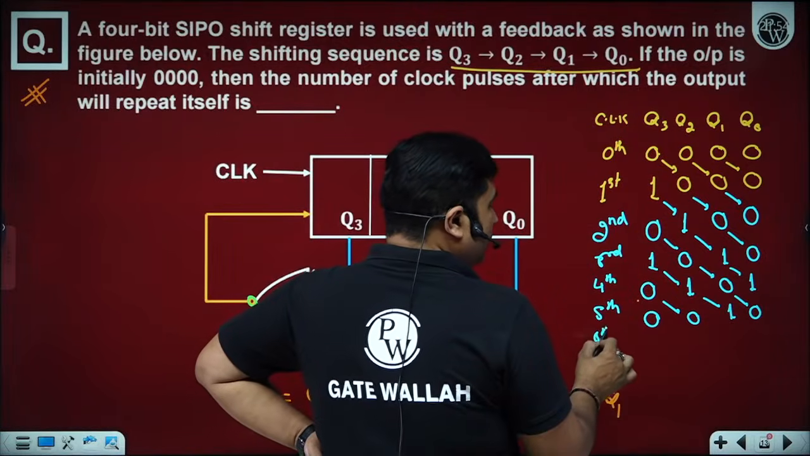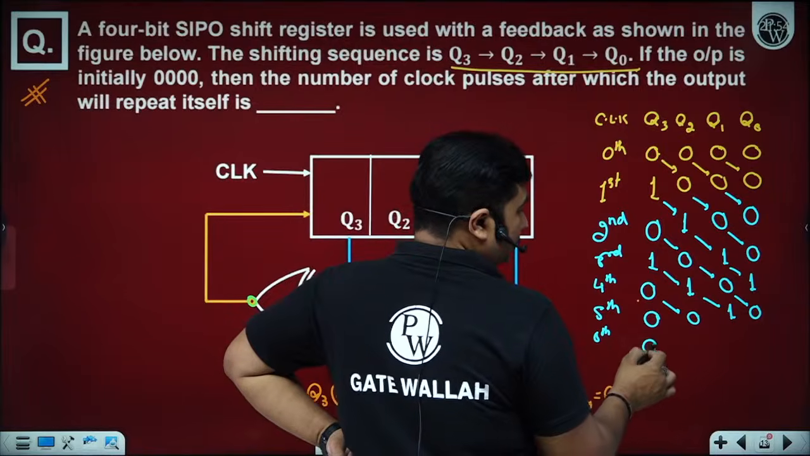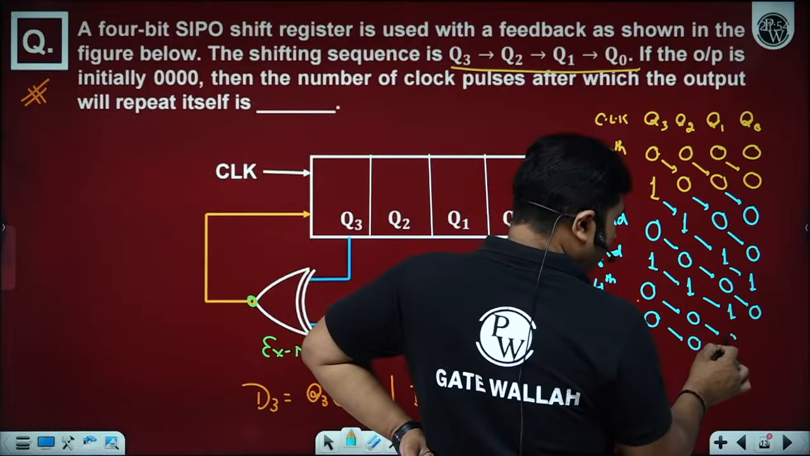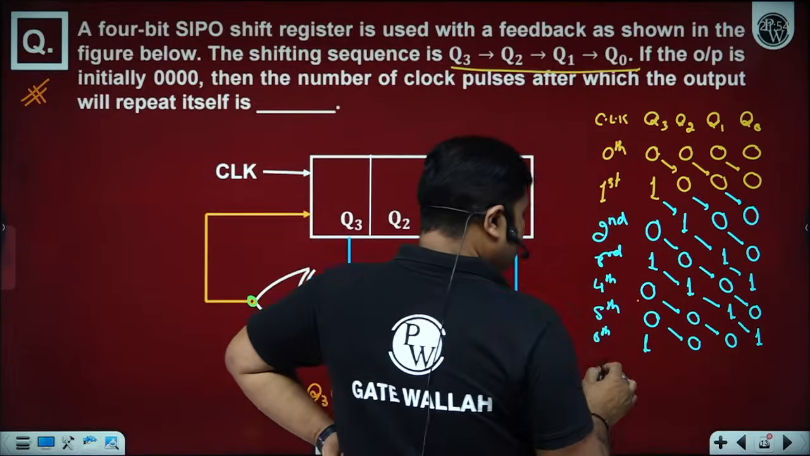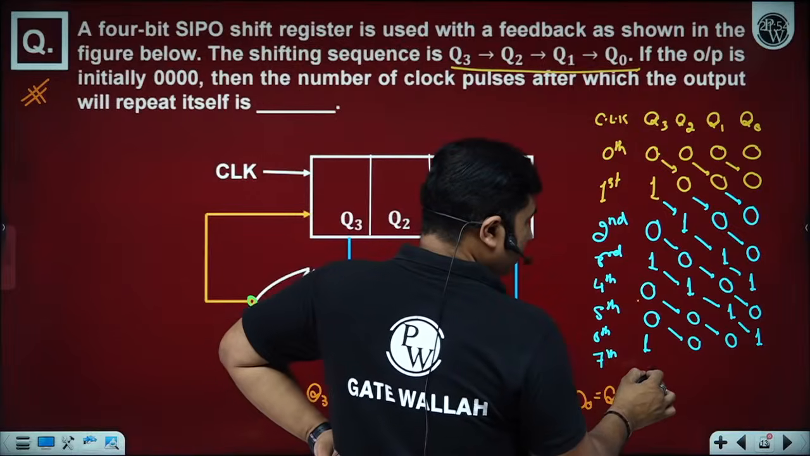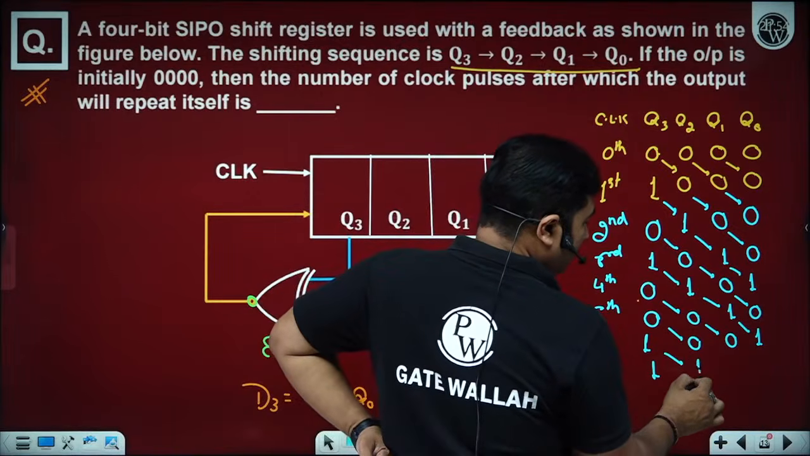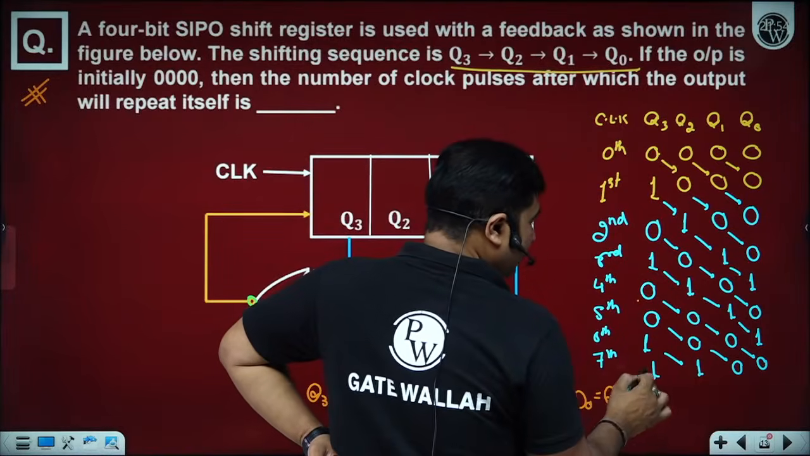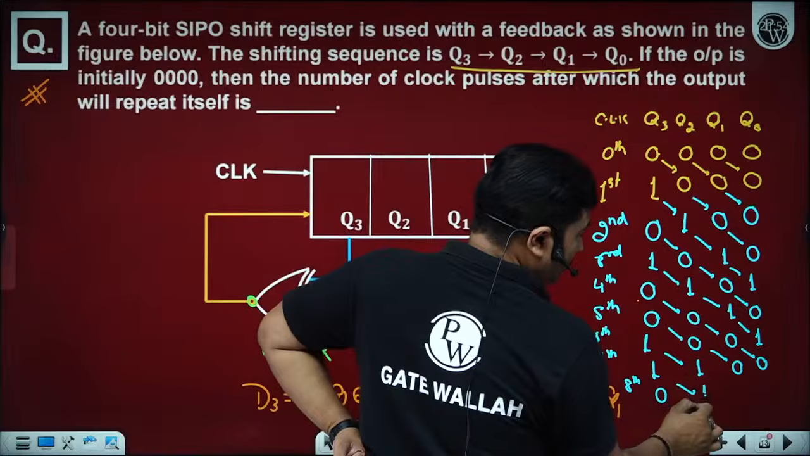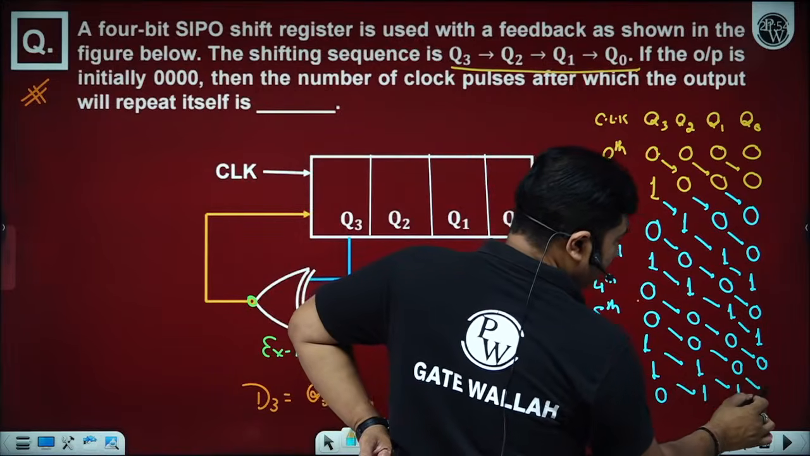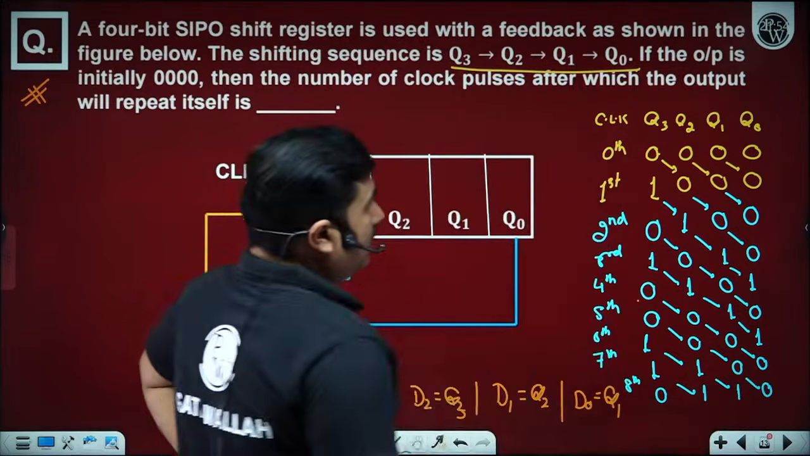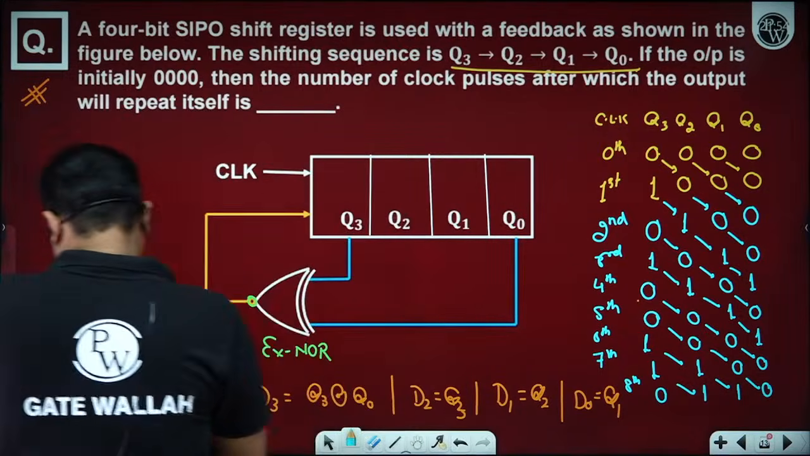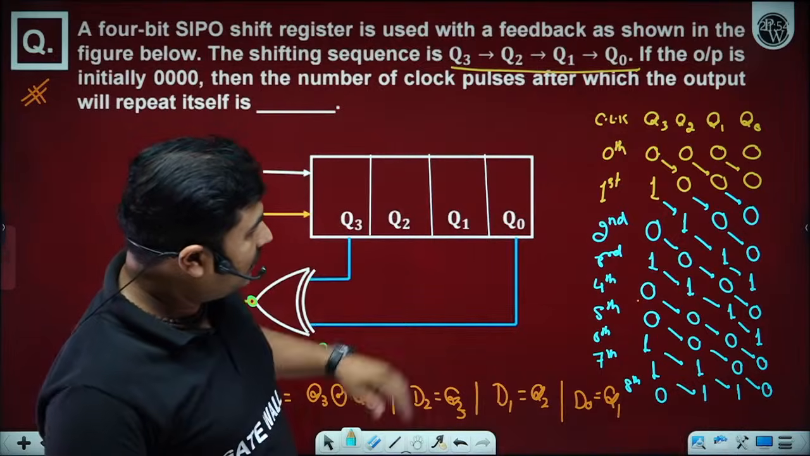On the sixth clock pulse, what do we get? 0, 0, 1, 0, 0, 1. On the seventh clock pulse, what do we get? 1, 1, 0, 0. On the eighth clock pulse, what do we get? 0, 1, 1, 0. On the ninth clock pulse, what do we get? It goes ahead. How many of you are able to understand?